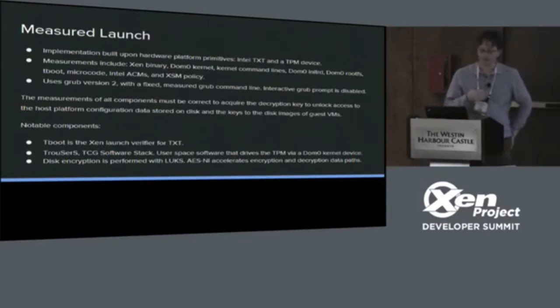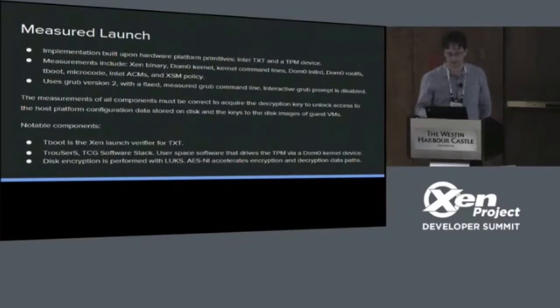So the implementation of this is built upon a bunch of hardware platform primitives. We try to measure everything that's relevant to that. And so if you have trust in those components, you can then have trust that you only get access to the keys when you're running the right software. The notable components relevant to this: tboot is a major one. There's Trousers, the TCG software stack. We use LUKS for disk encryption, and we use the AES-NI hardware acceleration for encryption to keep things performant.